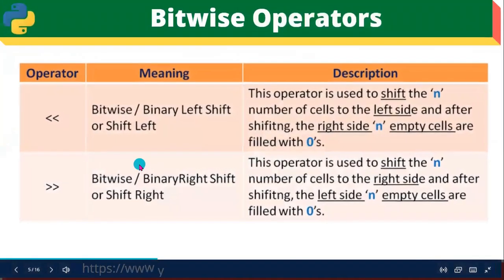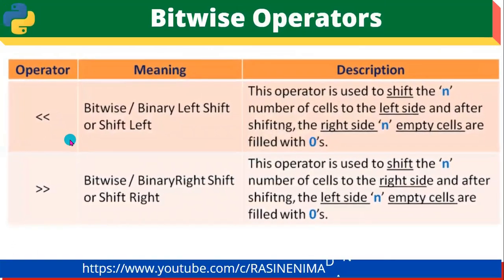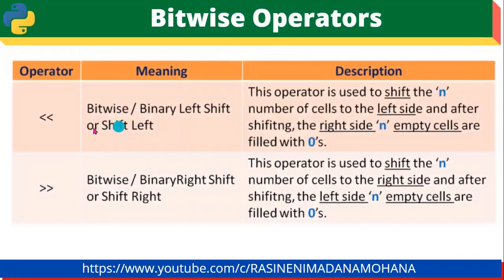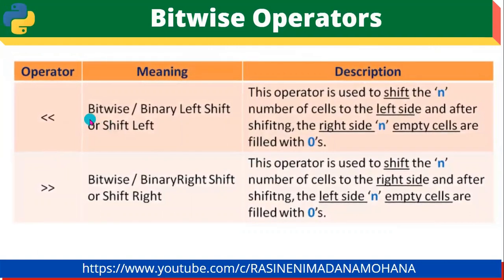Then the next operator is the shift operator. The shift operators are categorized into two types. One is left shift, another one is right shift. The first one is bitwise or binary left shift, also called shift left. Any terminologies are the same. Now here, what the left shift or shift left will do: this operator is used to shift n number of cells. So if you want to shift some number of cells, you can identify that number, then shift that number of cells to the left side.